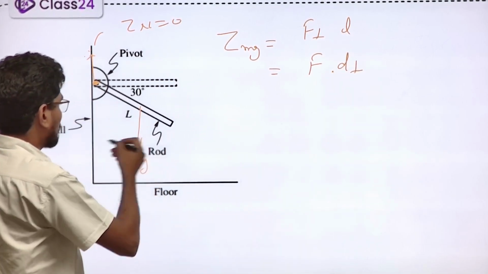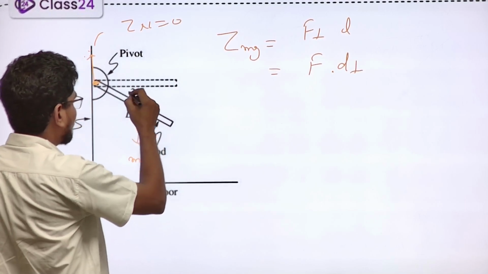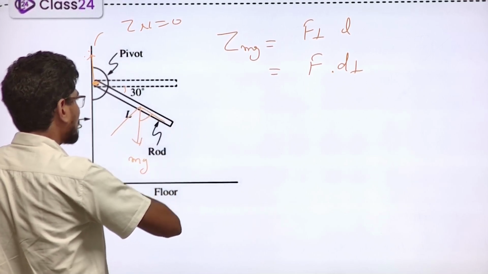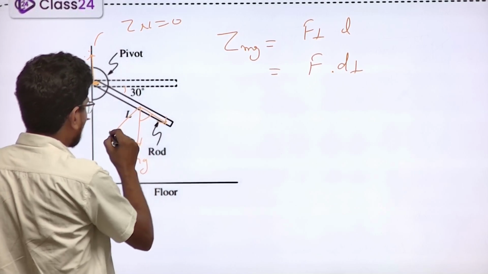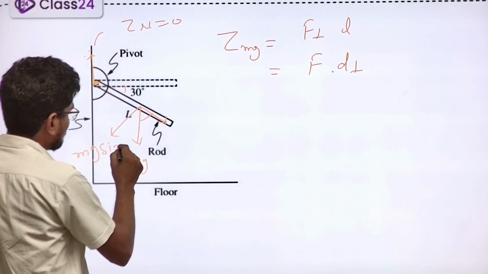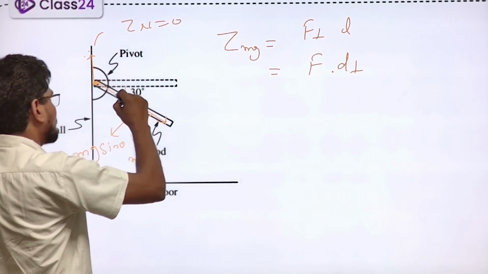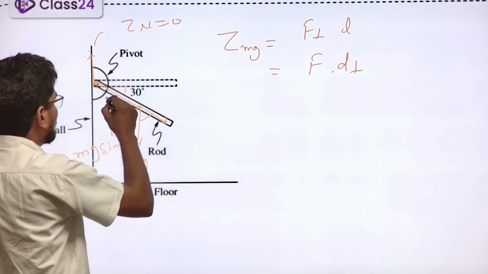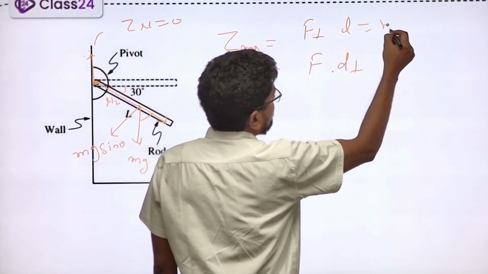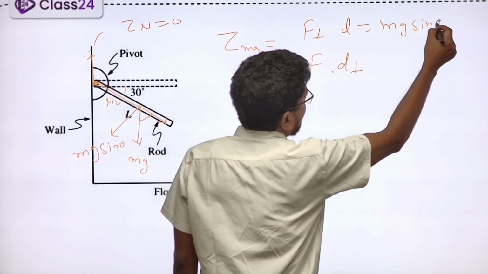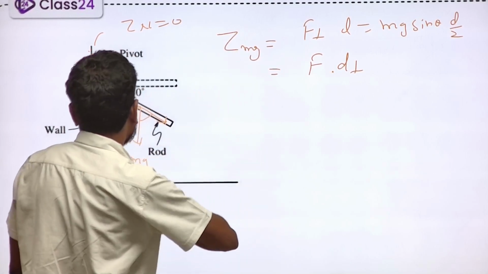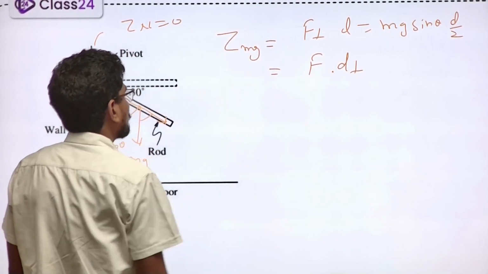Firstly, we resolve the components. That angle is 30 degrees, so this angle will be 60 degrees. So the parallel component is mg cos 60 and the perpendicular component is mg sin 60, and the length of the center of mass from the pivot is L by 2. So we can write the perpendicular force as mg sin 60 and the distance from the pivot point as L by 2.